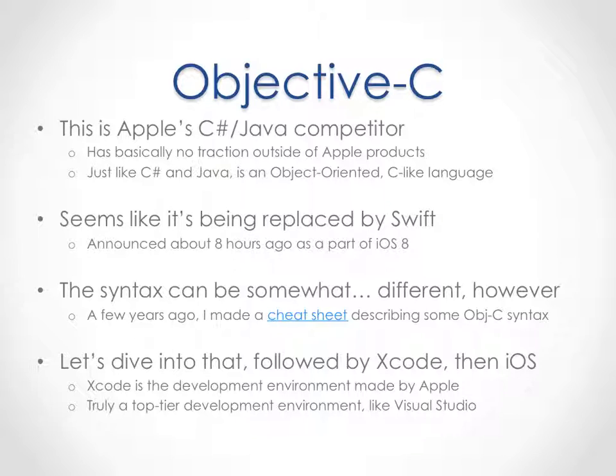A few years ago, I made a cheat sheet describing some of them, so that link will take you to the cheat sheet showing how to do some simple things in Objective-C, basically everything you need to make a simple iOS app. But we don't need the cheat sheet because we're going to just type it ourselves right here. We're going to look at Objective-C and Xcode and iOS, and lucky for me, I'm running a Mac, so we can actually run it, because this stuff doesn't run on anything but Mac, of course.